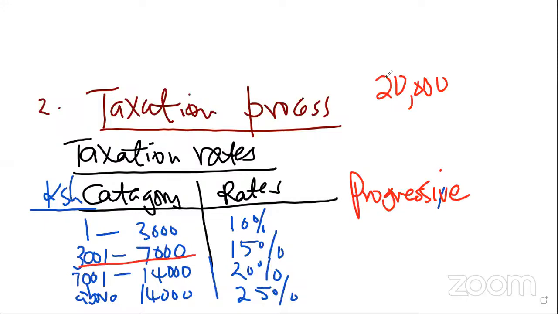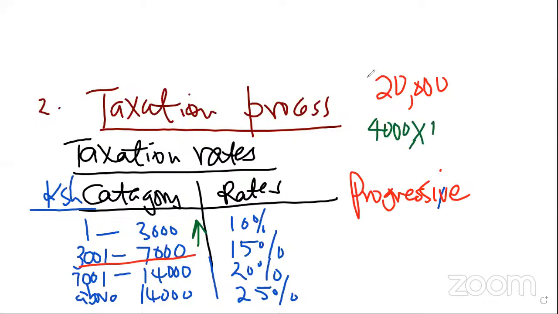In that slab, how much money is in that bracket? To get the amount of money in the bracket, we subtract vertically so that we don't lose any value. So I'll take 7,000 minus 3,000. Take note that I did not say 3,001 to 7,000. I'm saying 7,000 minus 3,000. Otherwise, if I start from 3,001, I'm losing 1 shilling that will not be taxed. So the next one now will be 4,000.